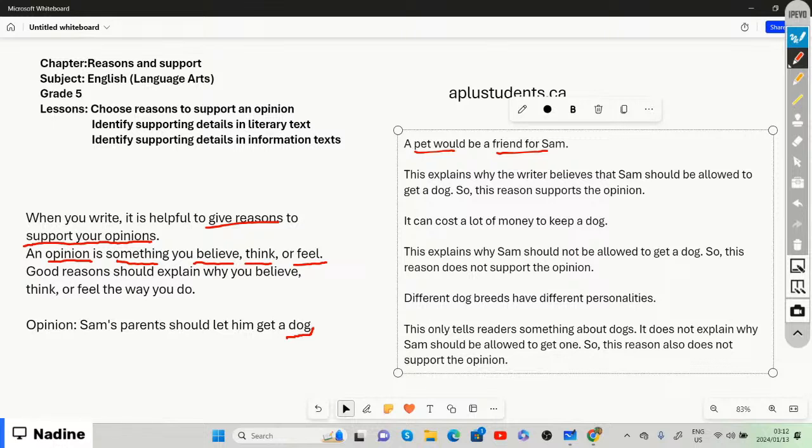For example, also. So, firstly, the first reason, let's say that's reason number one. A pet would be a friend to Sam. Let's go to number two. It can cost a lot of money to take care of or to keep a dog. For example, this explains why Sam should not be allowed to get a dog. So some people are saying he shouldn't get a dog because it takes a lot of money to keep a dog.